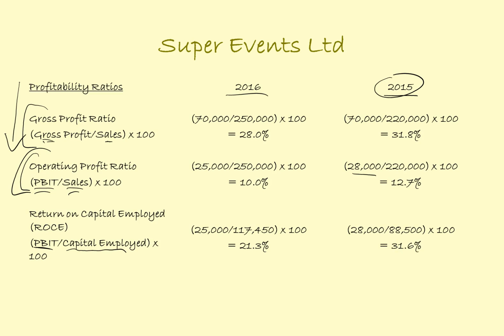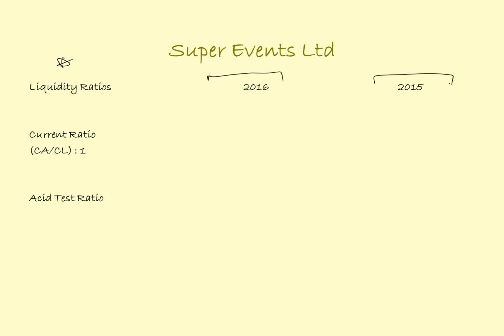So there the profitability ratios completed. I'm now going to move on to the next set of ratios, which were the liquidity ratios. So again, I'm going to set it up with my three columns. In the first column over here, I'm going to have the name of the ratio, and then I'm going to have 2016 calculations and the 2015 calculations. So here I've got my current ratio, which is current assets divided by current liabilities, and this is expressed as a proportion to 1. I have my asset test ratio, which is the current assets minus the inventory divided by current liabilities, and again it's expressed as a proportion to 1.